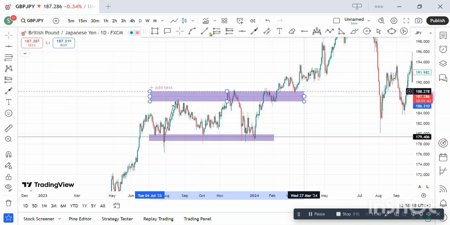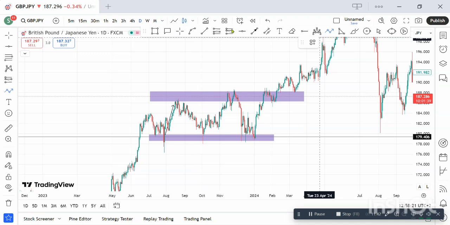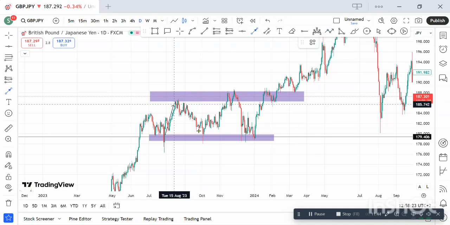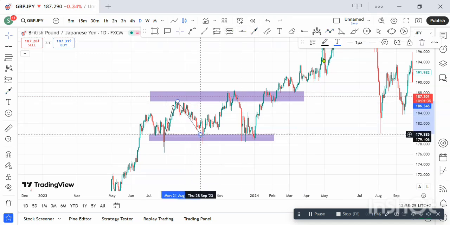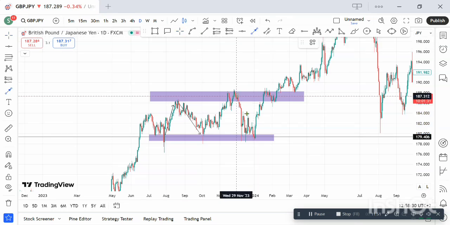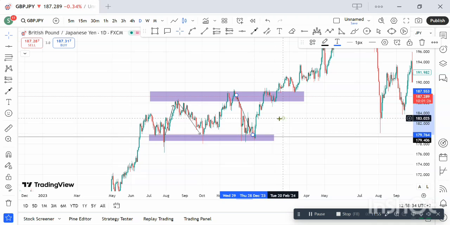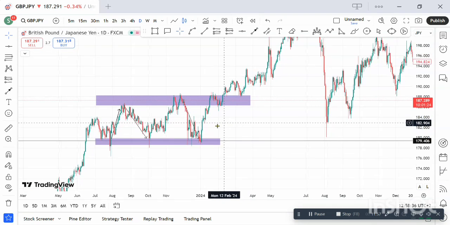We sell, right guys? On a resistance, we'll always go for our selling opportunities. So you see guys, basically what I'm teaching you is what actually happens on the real markets. As you can see, on a resistance we sell, on a support we buy.